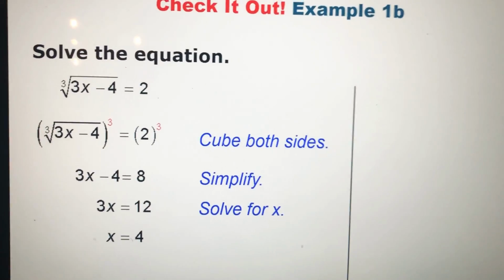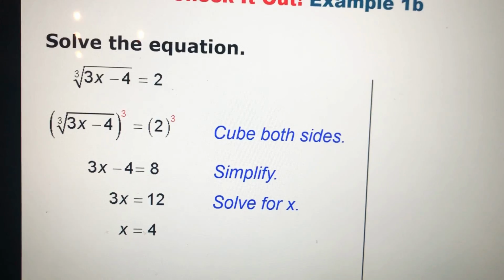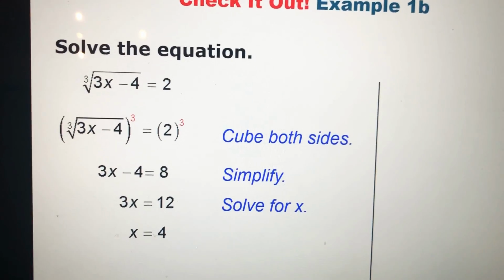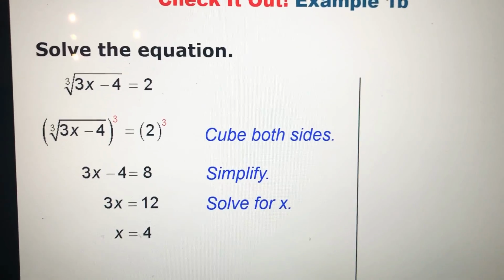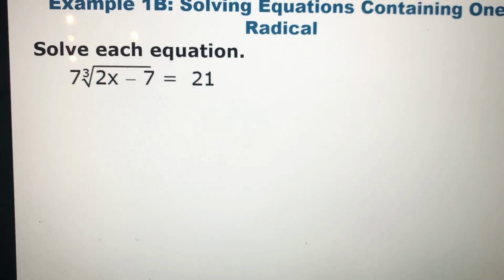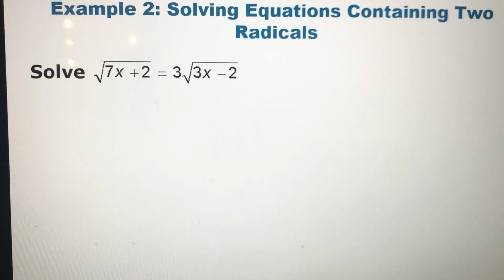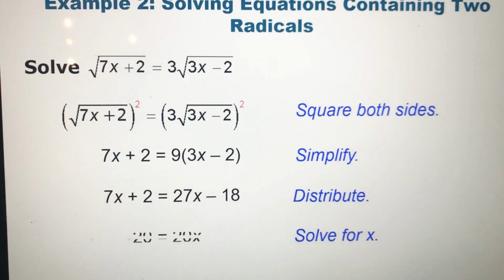All right, so if I had a fourth root, I would put both sides to the fourth power. Fifth root, to the fifth power, just to get rid of the root, whatever the index. We already did one like that. There's another one. Oh, this is one I want to show you.